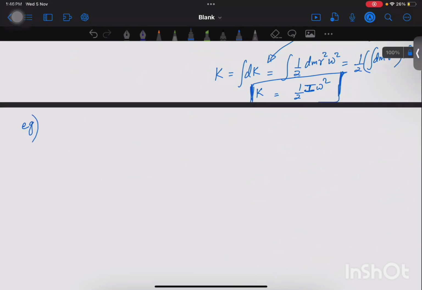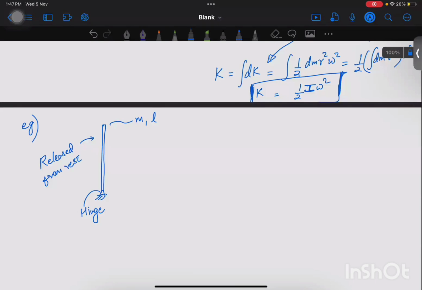If this is the kinetic energy, then the law of conservation of mechanical energy is applicable. For example, suppose that we have over here a rod this way, and this is nothing but the hinge over here, and the mass of the rod is m, length of the rod is l, and this rod, let us say, is being released from rest.